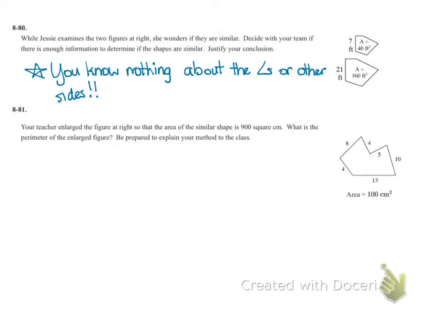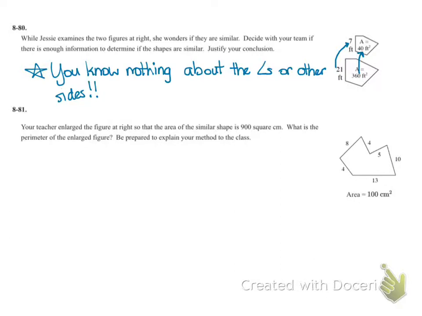Okay, so this question was a little bit tricky. If you divide 360 by 40, you get 9. If you divide 21 by 7, you get 3. So that may lead you to believe that these are going to be similar because the ratio of the areas is 3 squared. However, we don't know anything else about this shape. We don't know that any of the angles are congruent. We don't know what's going on with these other remaining sides.